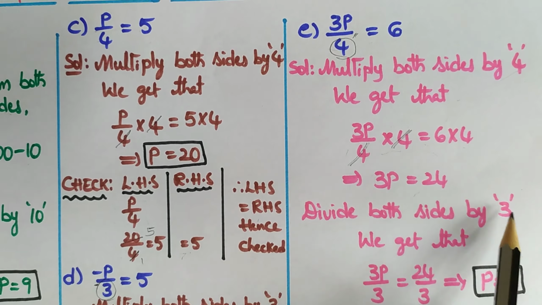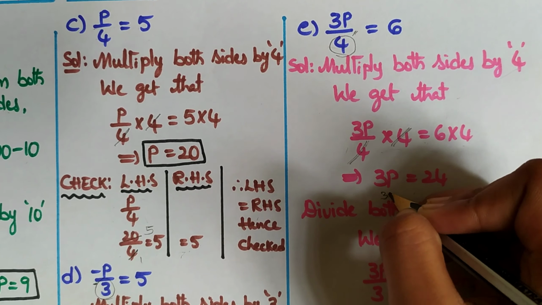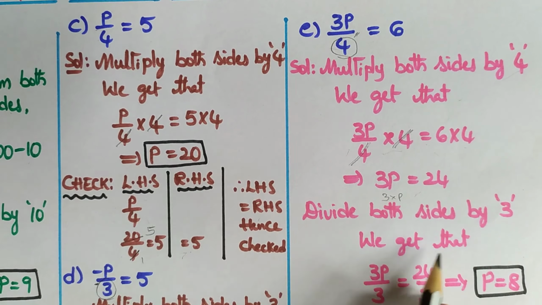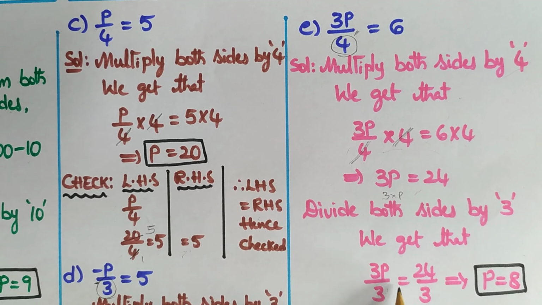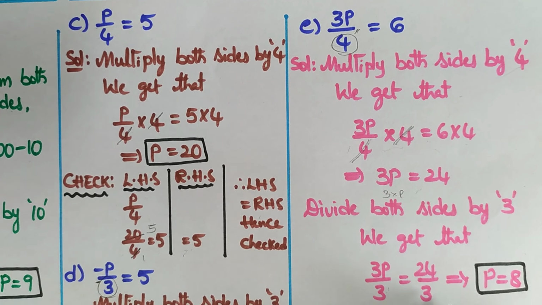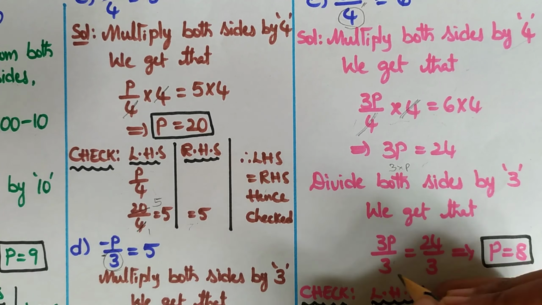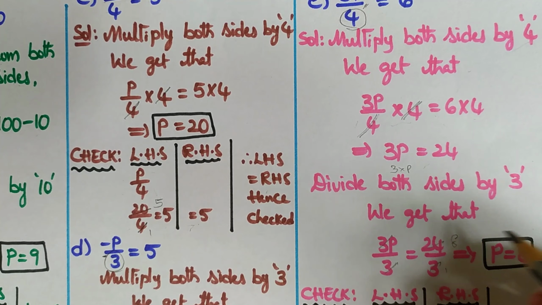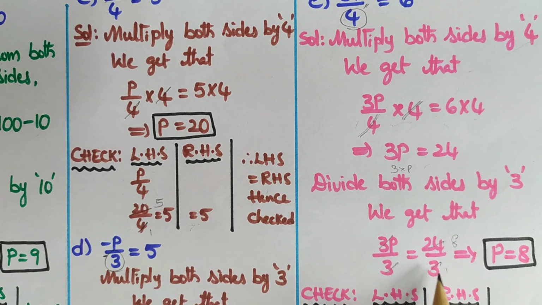Now divide both sides by 3. Here it is 3 into p, 3p means 3 into p multiplication. So divide both sides by 3. We get 3p by 3 is equal to 24 by 3. Clear? Here 3 gets cancelled and 3 1s are 3, 3 8s are 24. So p equal to 8 by 1, nothing but 8. So p equal to 8.